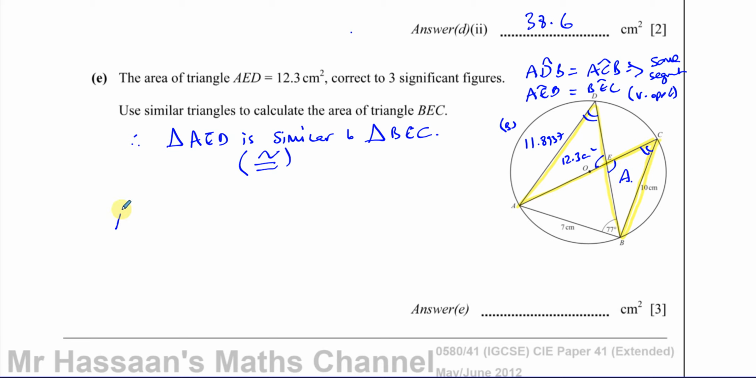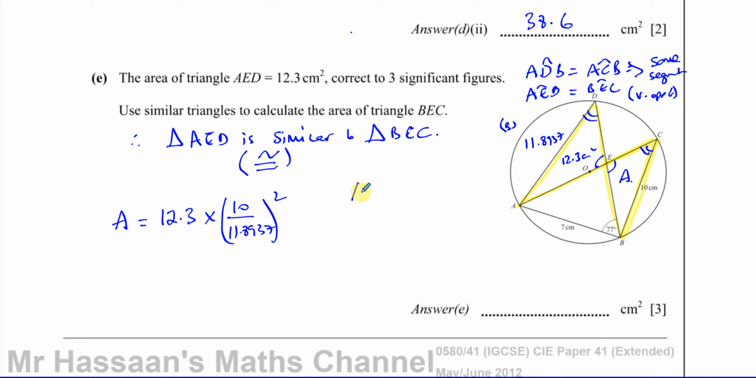So the area that we're looking for is equal to the area that we know, which is 12.3, times the ratio. A is a smaller triangle, so I know that the area of this is going to be smaller, so I'm going to use the smaller length over the bigger length. However, this is the ratio of the lengths. I'm finding an area, so I need to square this ratio to give me the ratio of the areas.